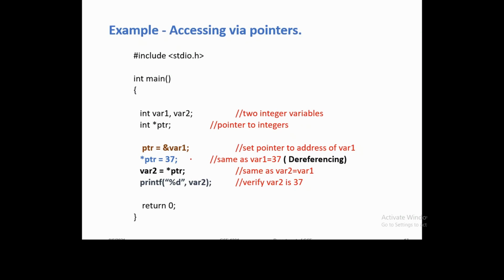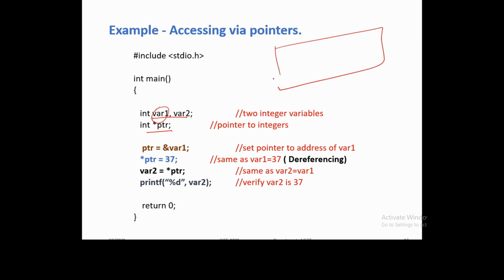Okay, it is another variable example. We have two variables, var1 and var2. We have a pointer. What are we doing here? We are assigning the address of this variable to this pointer. So what did we do now? We had not put any value in this variable.